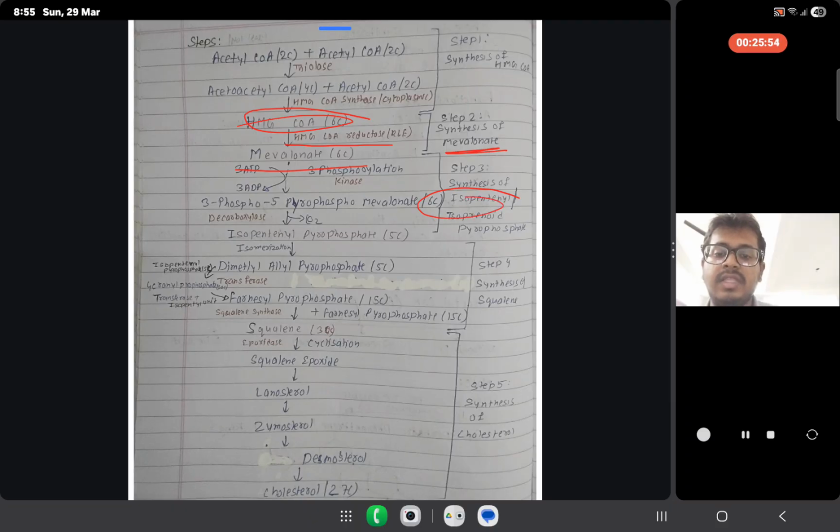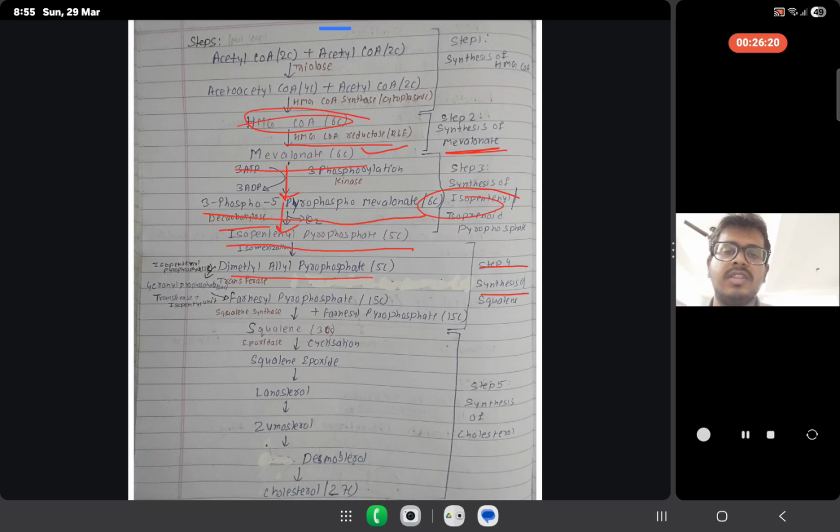There are multiple steps, but in short we can say that 3 ATP are used to form 3-phospho-5-pyrophosphomevalonate from the 6 carbon mevalonate. Then CO2 is released, and by a decarboxylation step isopentenyl pyrophosphate is formed. Another product is dimethylallyl pyrophosphate.